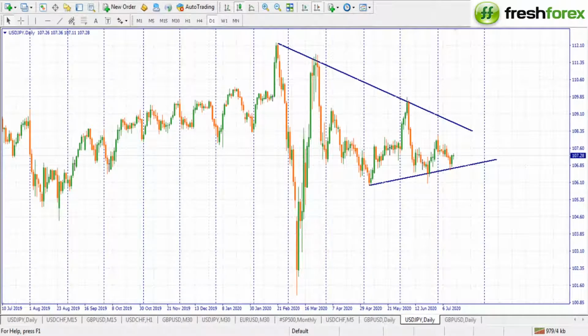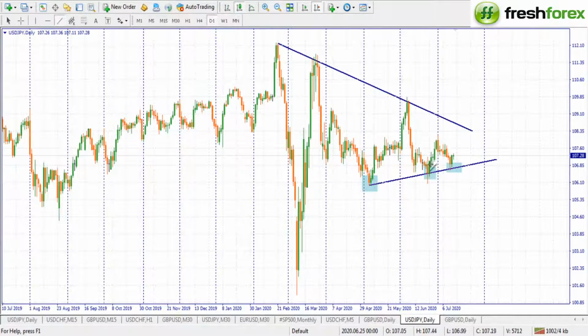So we had a support. We have a support there, a support here, and then a support there. So basically, we expect price to proceed to the upper side.